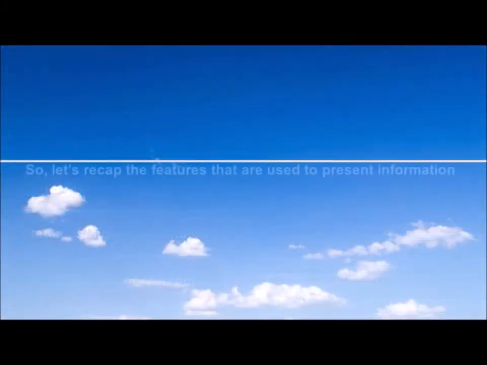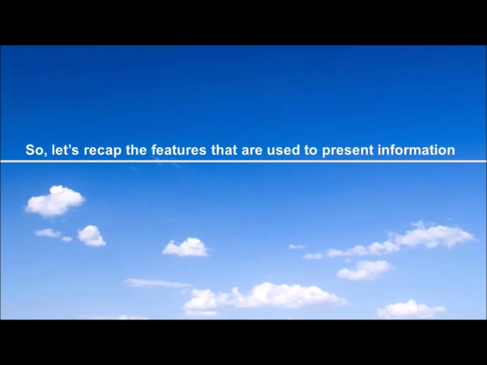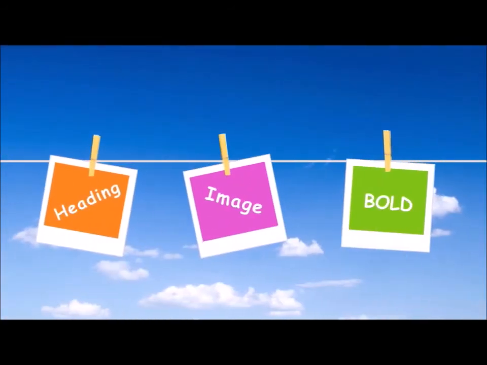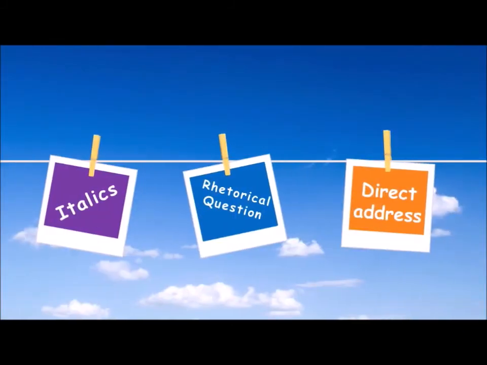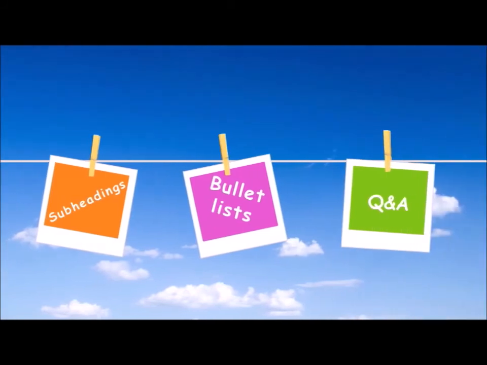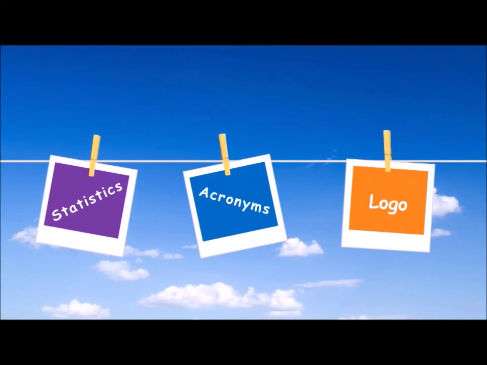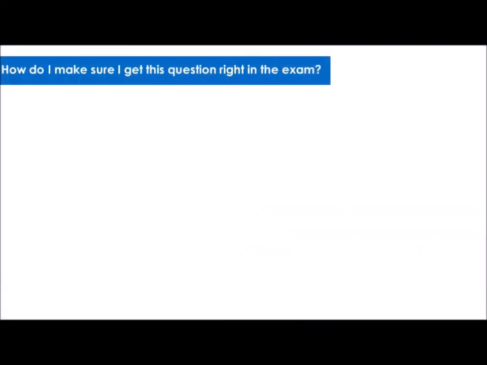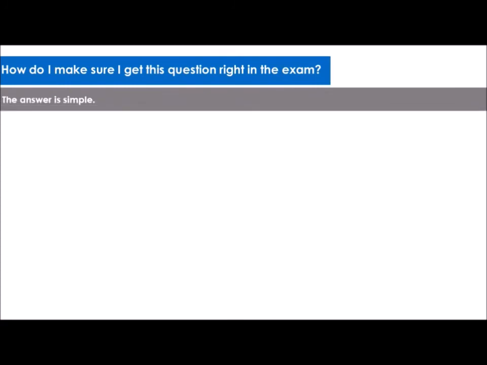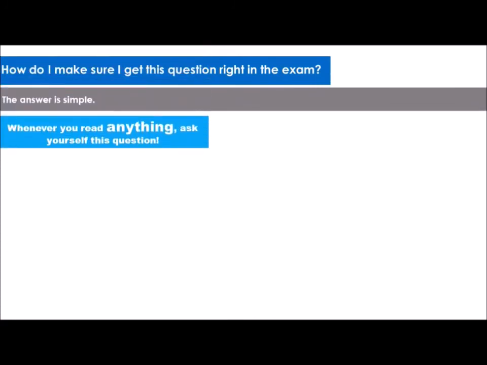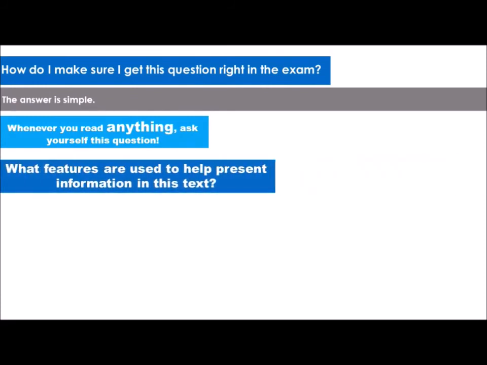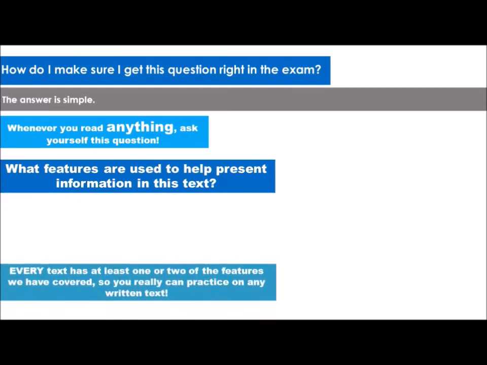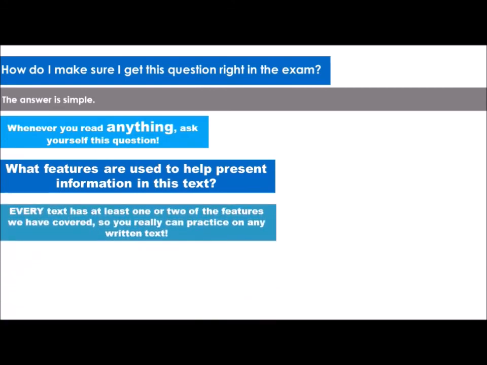So let's recap the features that are used to present information. Heading, image, bold text, italics, rhetorical questions, direct address, subheadings, bullet lists, question and answer, statistics, acronyms, and logo. How do you make sure you get the question right? Whenever you read anything, ask yourself this question. What features are used to help present information in this text? Every text has at least one or two of the features we've covered, so really you can practice on any written text.